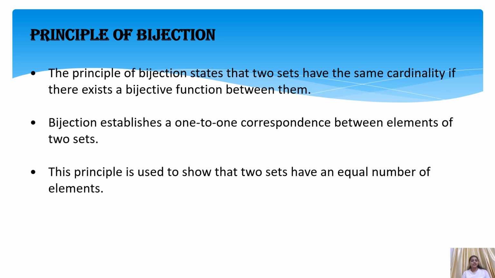Principle of bijection. The principle of bijection states that two sets have the same cardinality if there exists a bijective function between them. Bijection establishes a one-to-one correspondence between elements of two sets. This principle is used to show that two sets have an equal number of elements.